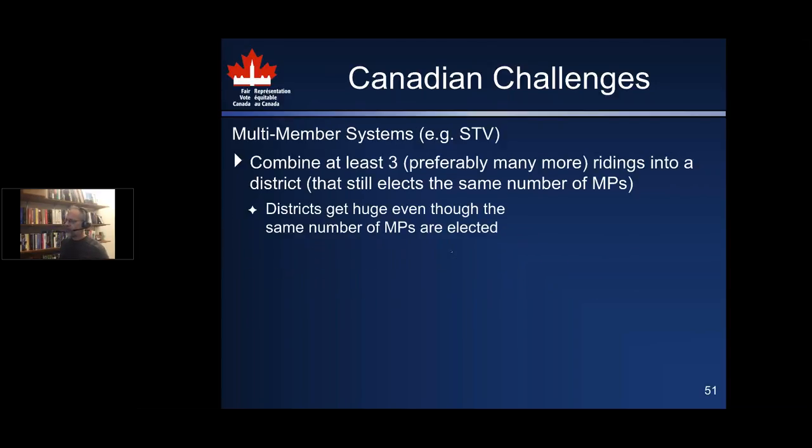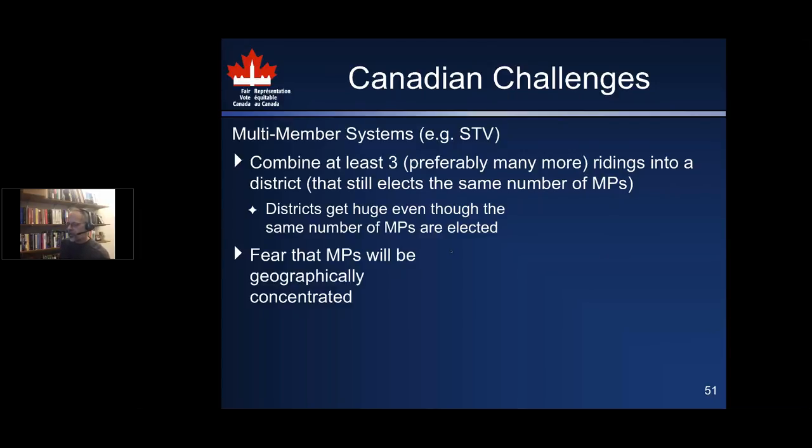But multi-member systems like STV don't get off much better. For STV or a multi-member system, you want to combine at least three, and preferably more than that, ridings into a district. That district, of course, still elects the same number of MPs, but it is significantly bigger than what we have now. And you combine those huge districts, and they get big.